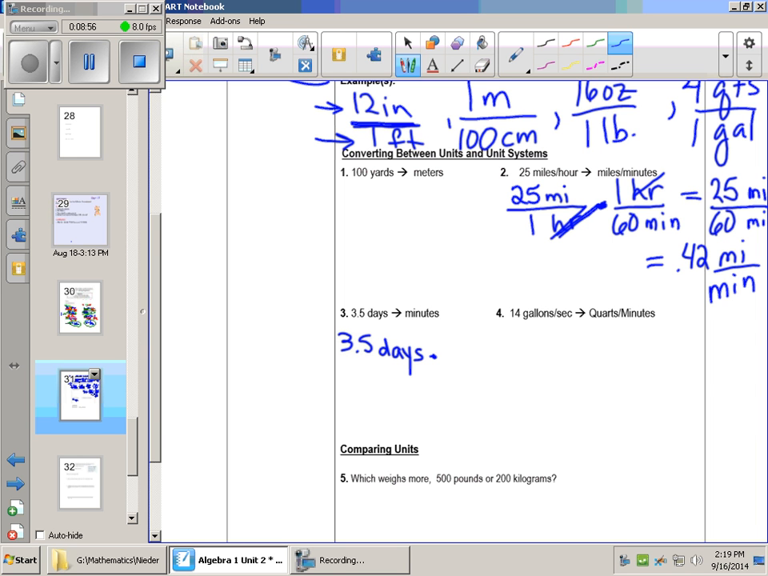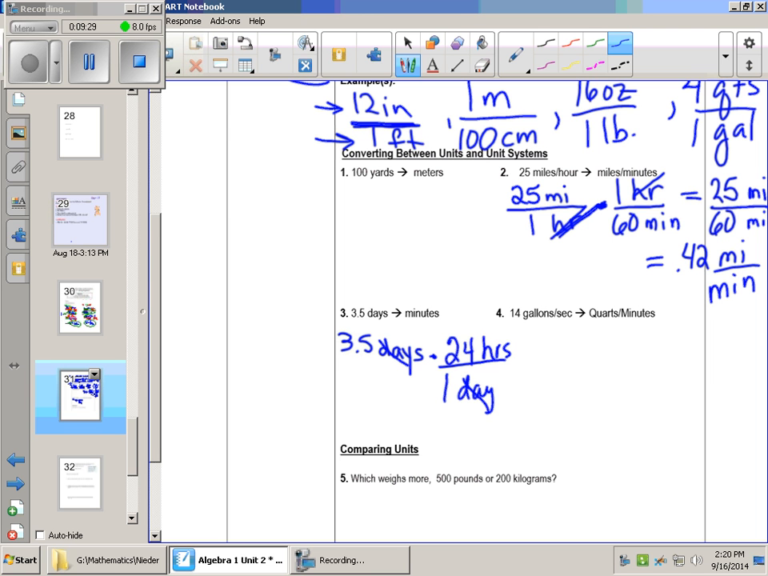Well, I don't really know how many minutes are in a day. But I do know how many hours are in a day, right? So sometimes we might have to do a couple conversion factors. I know in 1 day there are 24 hours. Well, which one do I put on top and which one do I put on bottom? Well, I want days to cancel out, so I'm going to put that on the bottom so it cancels. So in 1 day, there are 24 hours. Okay? So days will cancel.